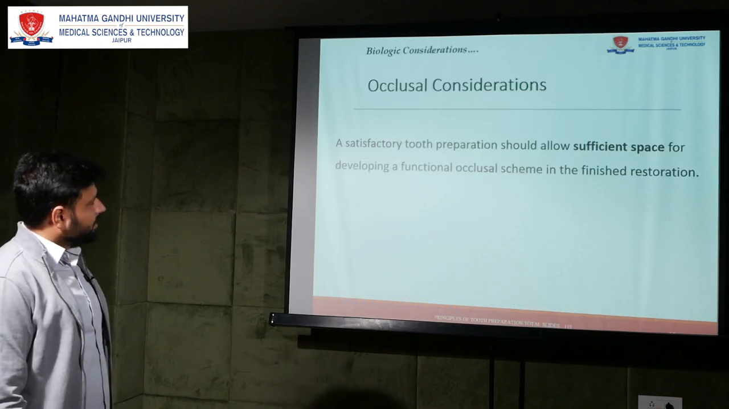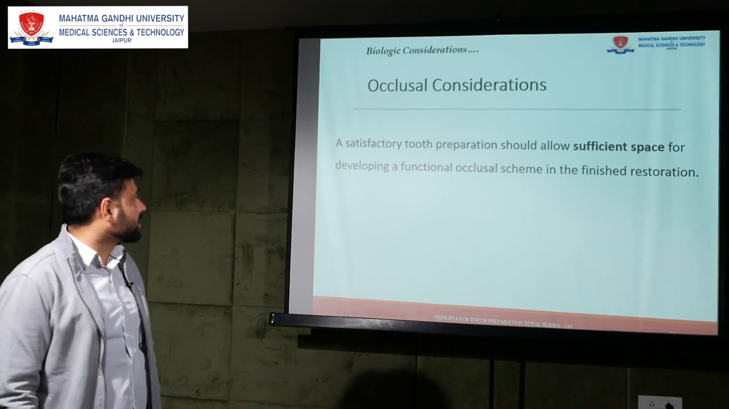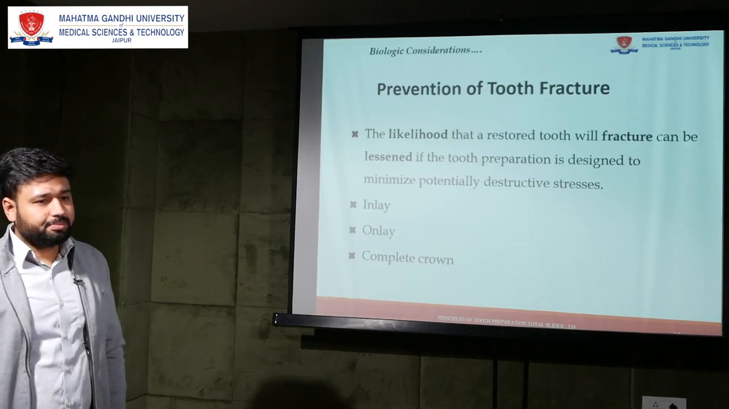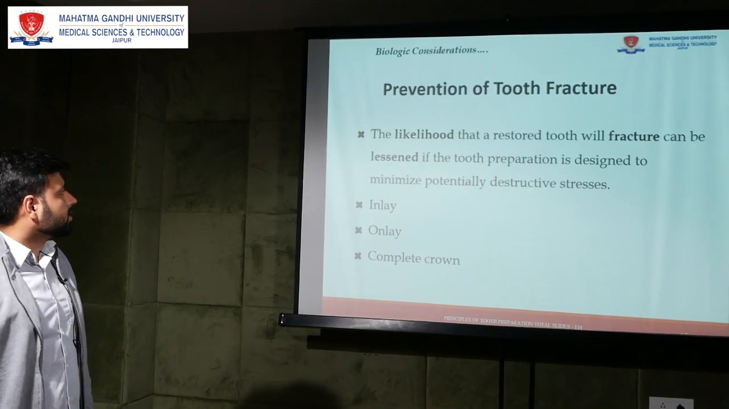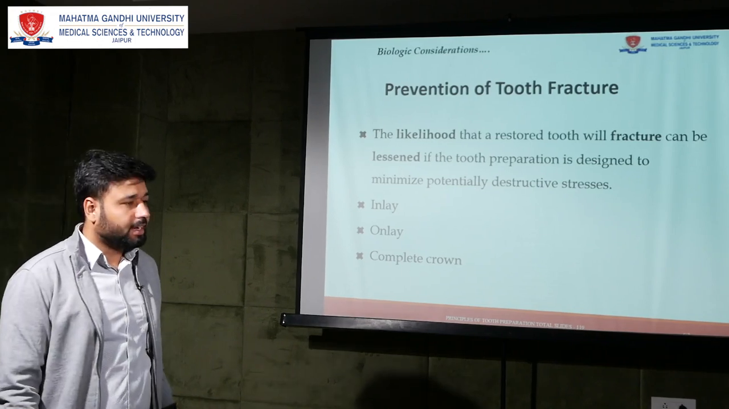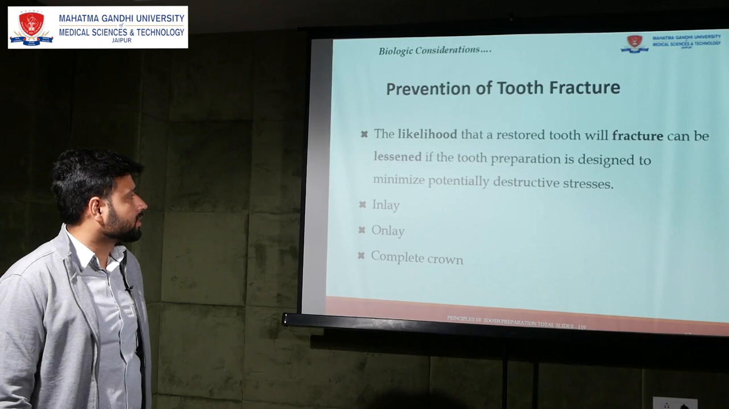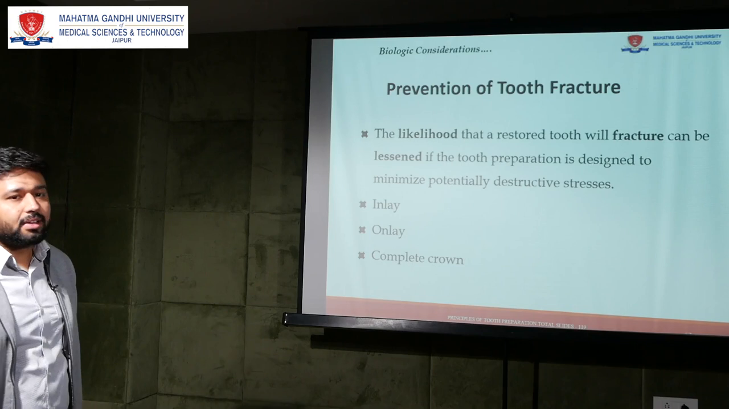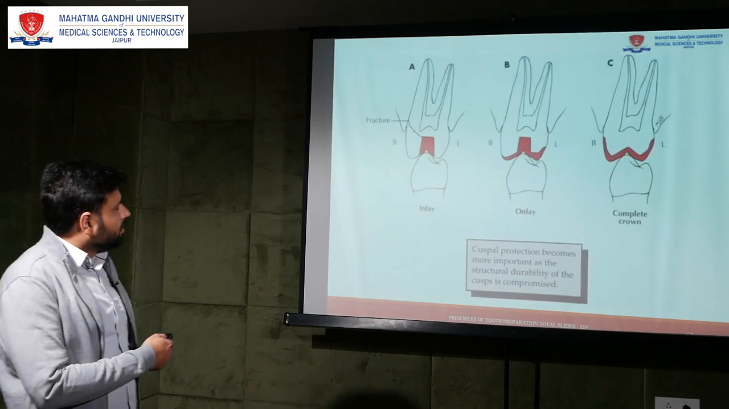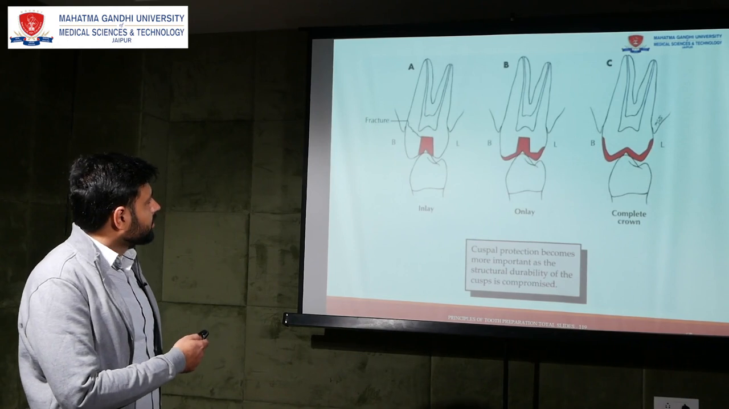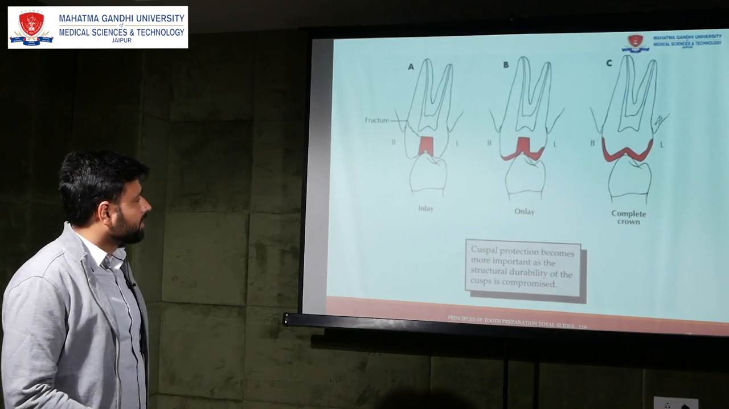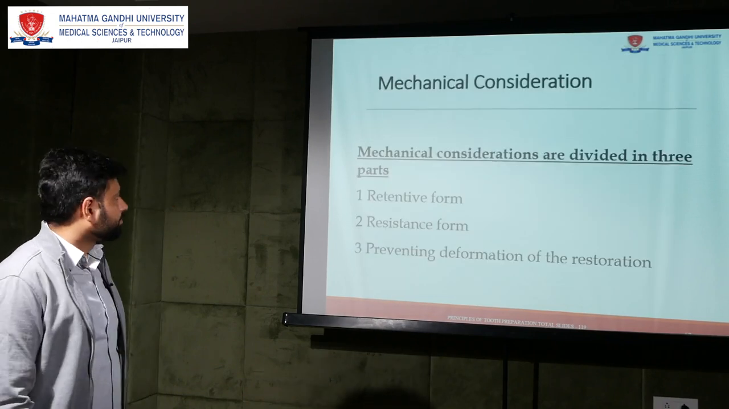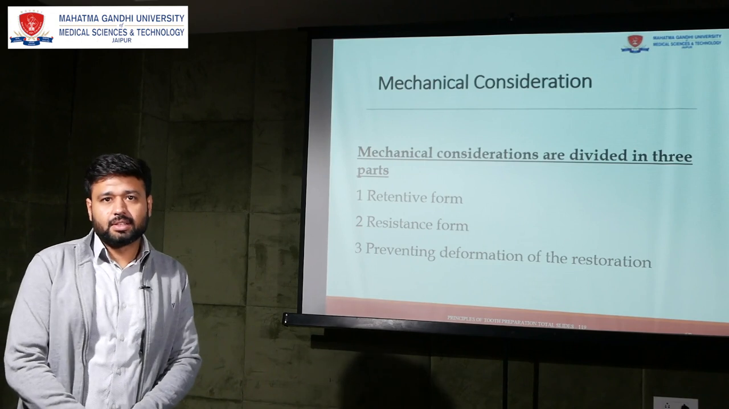Then occlusal consideration: a satisfactory tooth preparation should allow sufficient space for developing a functional occlusal scheme in the finished restoration. Then prevention of tooth fracture. The likelihood that a restored tooth will fracture can be lessened if the tooth preparation is designed to minimize the potential destructive stresses, that is the inlay, onlay and complete crown. So this is the first diagram, which shows how an inlay works, second the onlay, and third is the complete crown. In the complete crown, cuspal protection becomes more important as the structural durability of the cusp is compromised. So this is the end of today's presentation.